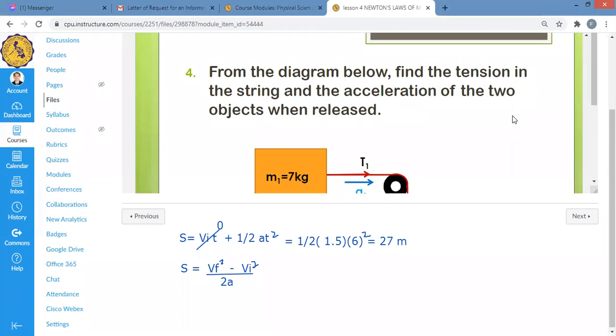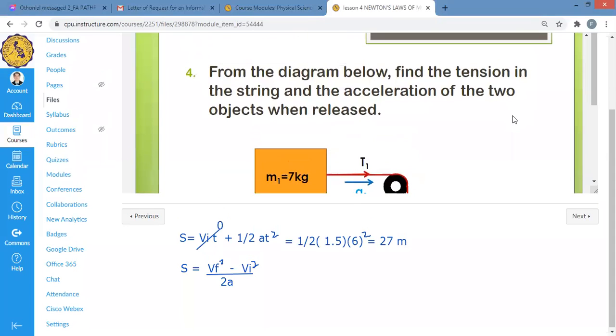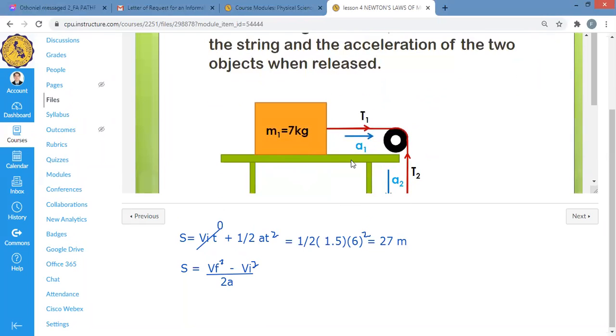I want you to think about how to solve this. Can you please note down? There's a box here that is sliding on a table. The mass of the box is 7 kilograms. There's a string that goes around a pulley. And of course, the pulley will have the strings there.